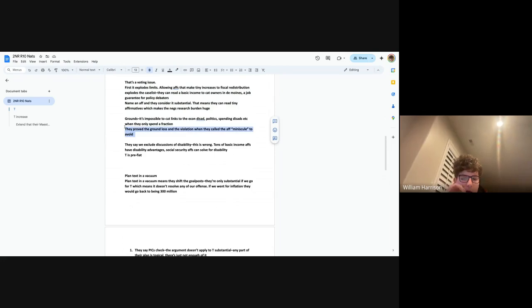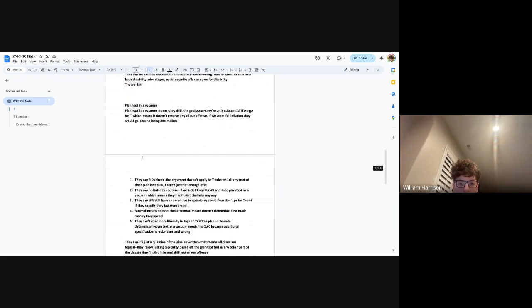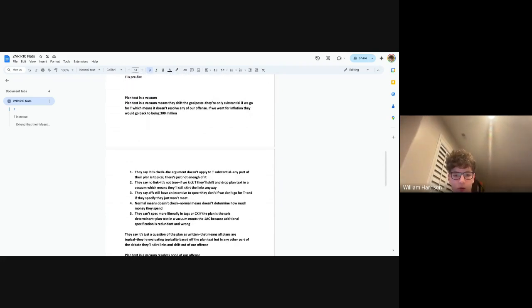This right here, again, they called the F miniscule to avoid the inflation disad link. Then here's another limits argument. All right, plan text in a vacuum. They went for it and made a bunch of arguments in the 1AR. So the 2NR answers a bunch of plan text in a vacuum stuff. They say that pics check, any part of the plan is topical, so we can't pick out of any of it.